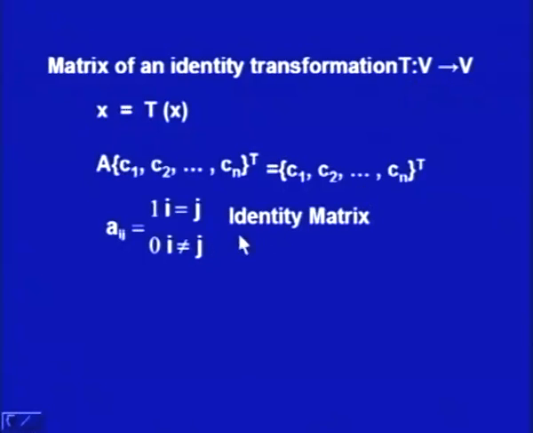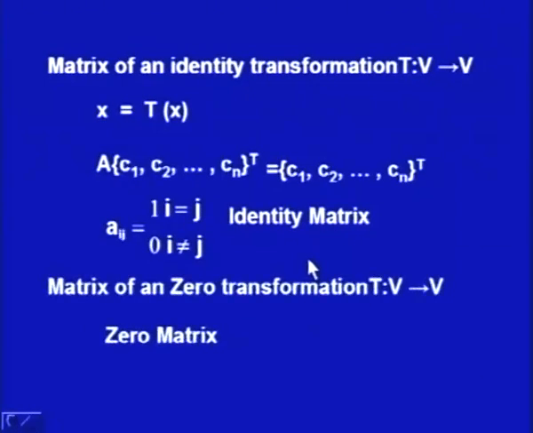And if we recall the definition of the identity matrix, this is nothing but the definition of the identity matrix. Aij is equal to 1 when i is equal to j. That means in the diagonals we have 1 and the rest of the elements are 0. So such a matrix is an identity matrix, or we can say this identity matrix is associated with the identity transformation T.